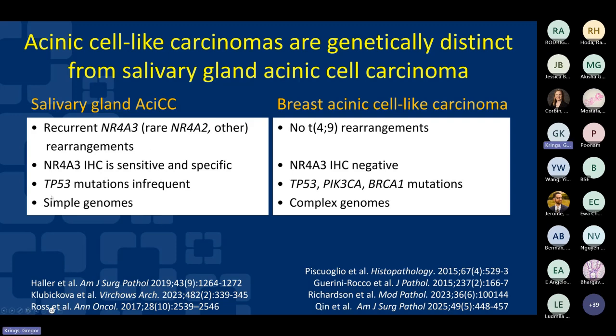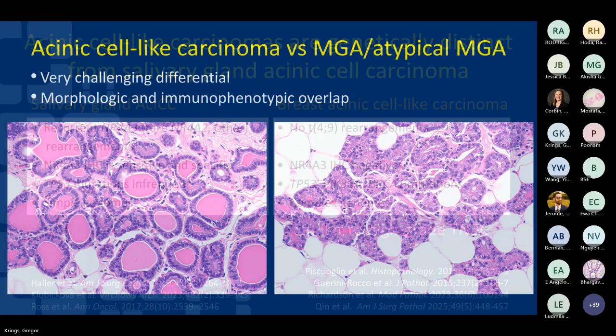Also in the salivary gland, these tumors tend to have simple genomes with infrequent P53 mutations, and this is in contrast to the breast, where these tumors often have complex genomes and very frequently have P53 mutations. And so they much more closely mirror other high-grade triple-negative breast cancers than salivary gland actinic cell carcinomas.